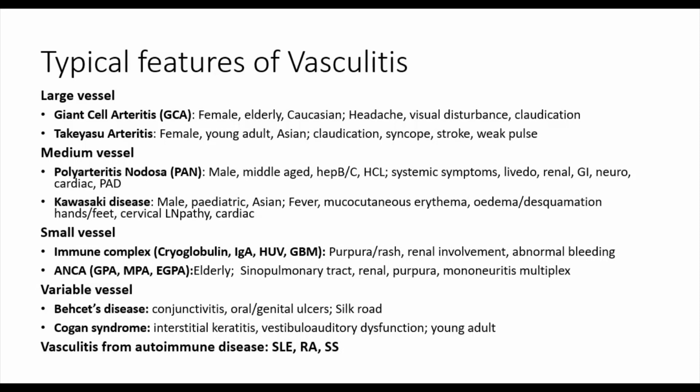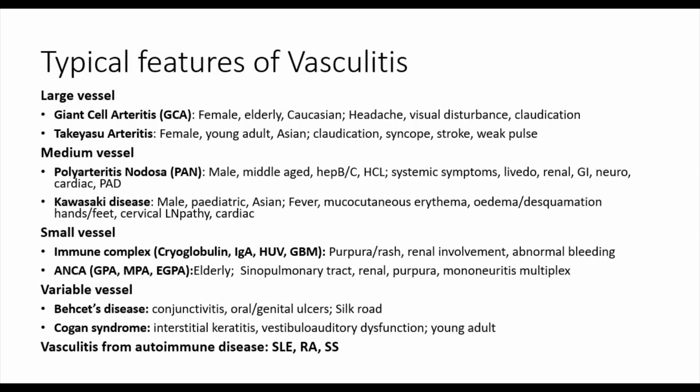Giant cell arteritis is strongly associated with an autoimmune arthropathy known as polymyalgia rheumatica, or PMR, which is discussed in a previous video on autoimmune arthritis. The other type of large vessel vasculitis is that of Takayasu arteritis, which tends to affect young adults and Asian females as the main demographic. This also has a predilection for the large vessels arising from the aortic arch, and patients can present with similar symptoms to giant cell arteritis, particularly claudication.